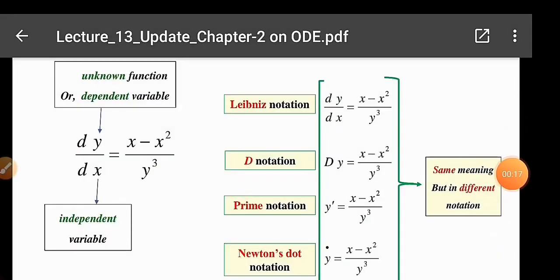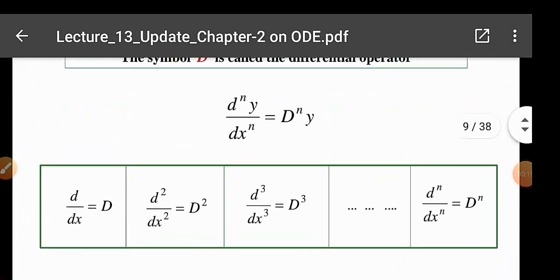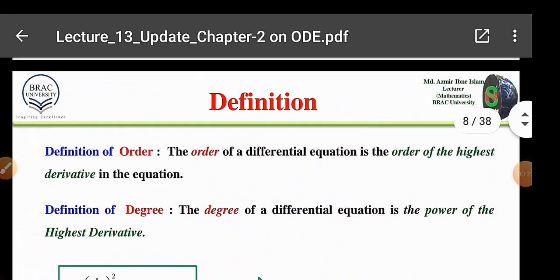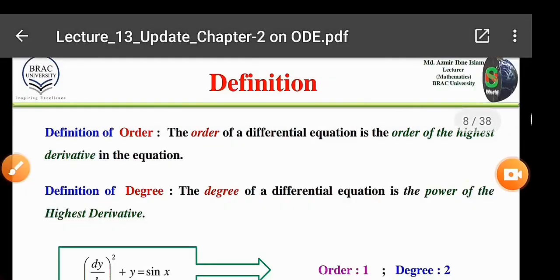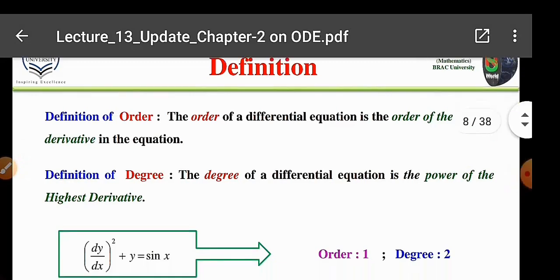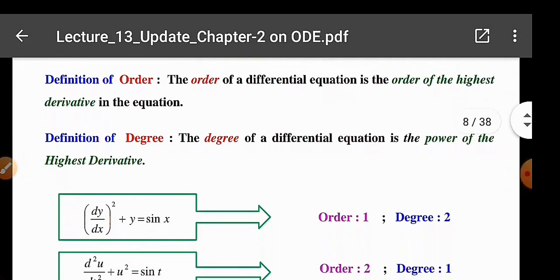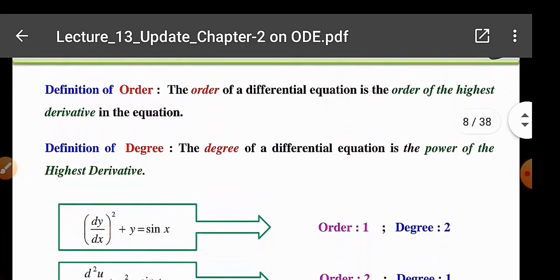Now we have to know two important definitions: what is order and what is degree. The order of a differential equation is the order of the highest derivative that is involved in the equation, and the degree is the power of the highest derivative of a differential equation.